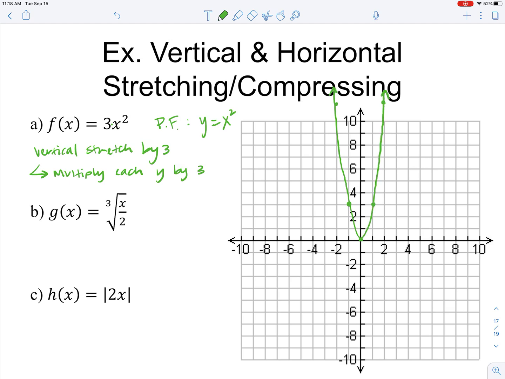So you can see the graph ends up being skinnier looking from it being vertically stretched.